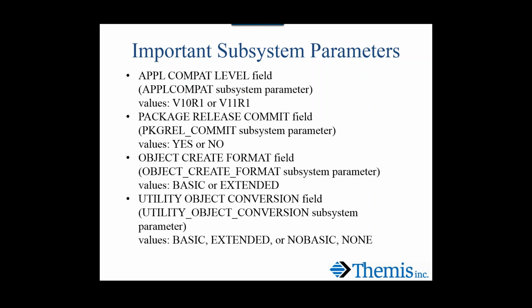The last few pages of the presentation have a list of some of the new ZPARMs that we think are important for you to be evaluating as you go to the new release. Clearly, Apple Compat is something you're going to have to look at after you're in new function mode. We talked about that, V10R1 or V11R1. The object create format and utility object conversion deal with the RBA LRSN conversion. Object create format says when I build new objects, once I'm in new function mode, when I create new table spaces, do I want them to be basic RBA, the smaller one, or extended RBA, the bigger one?